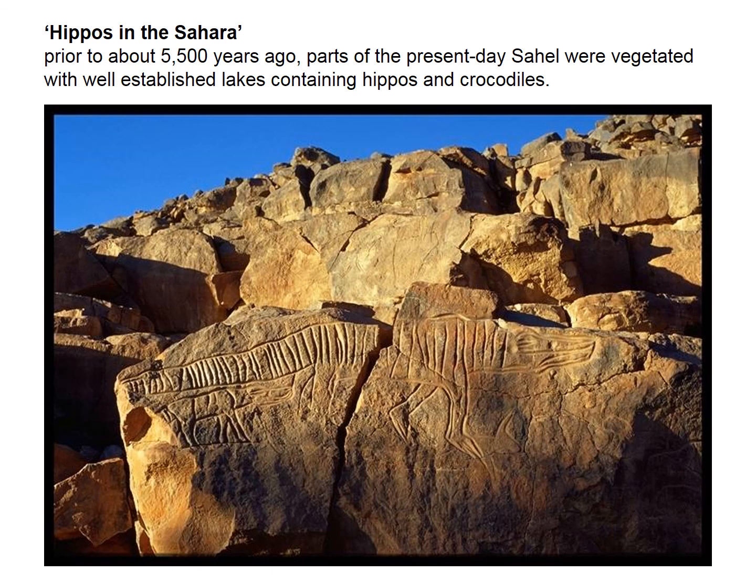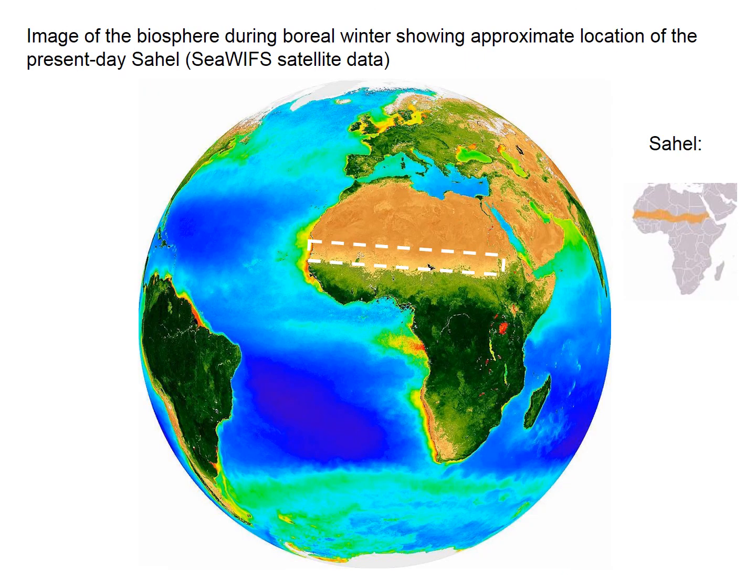And this is an example here of a carving in some rock of a hippo. Obviously, that's a hippo in the middle of the Sahara Desert. So this is showing that this region was much more habitable for life, was much cooler, much wetter. This is the region we're looking at, basically the southern portion of the Sahara Desert.